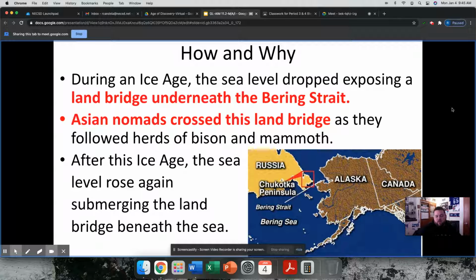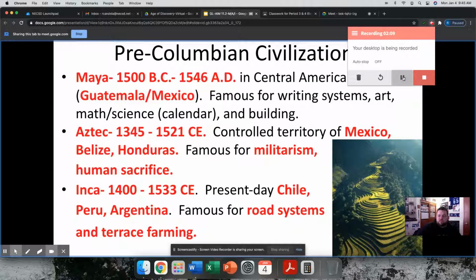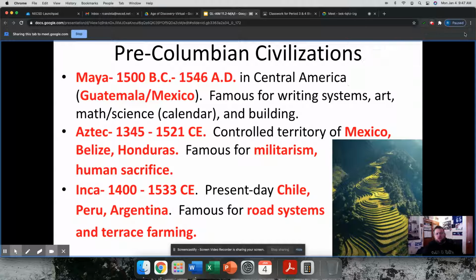And we know from the earliest pre-unit that a strait is a strip of water that connects two larger bodies of water. So you can see the Bering Sea here and the Northern Sea here, connected by the Bering Strait. All right, I'll give you a second here. All right, so some interesting things to note.